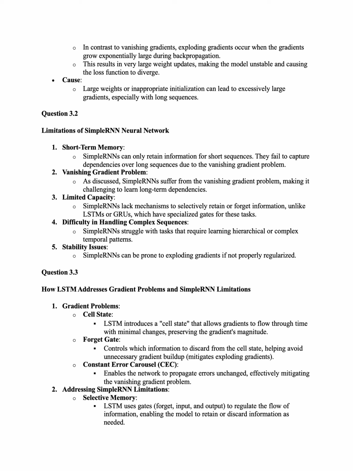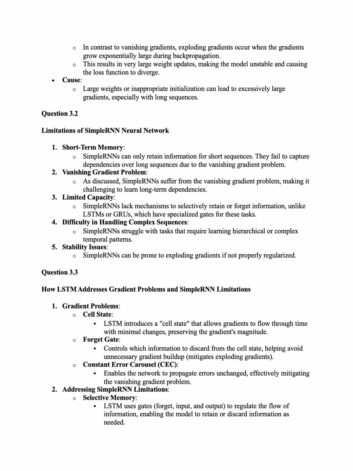Limitations of the simple RNN neural network. These are the drawbacks of simple RNN: short-term memory, vanishing gradient problem, limited capacity, difficulty in handling complex sequences, and stability issues. Coming to the short-term memory, simple RNNs can only retain information for short sequences. They fail to capture dependencies over long sequences due to the vanishing gradient problem.